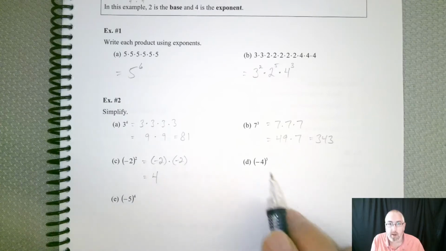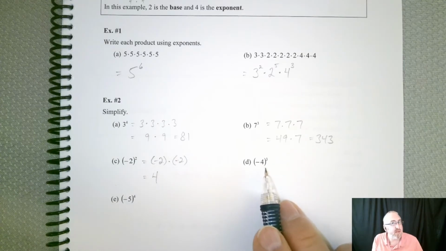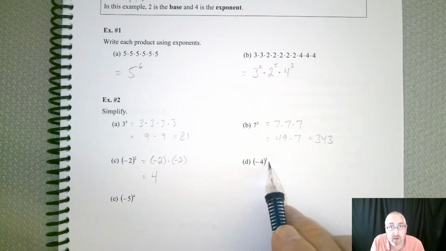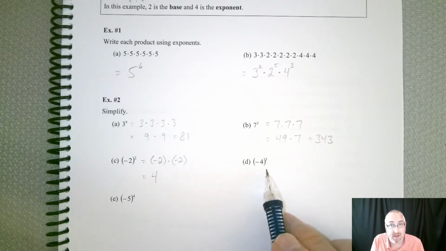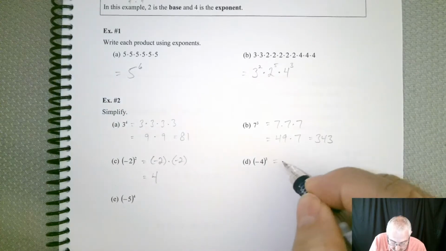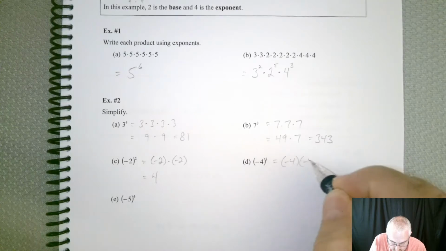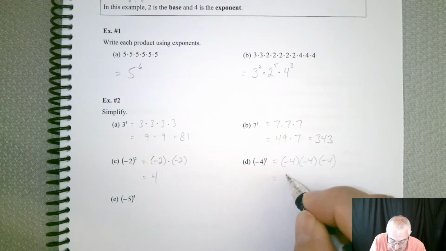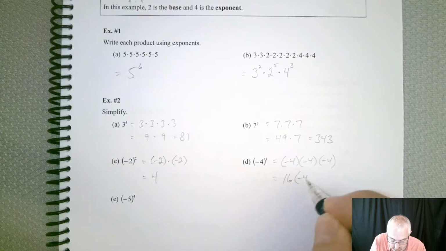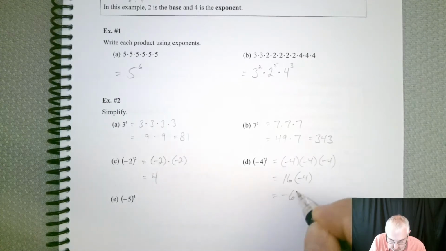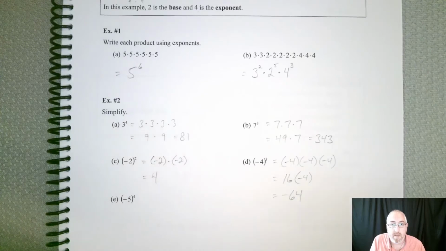What about this one? Can you tell me what the sign of the answer is going to be on that one? Well, because of that exponent of 3, we know there's 3 negatives that are going to be in there. Since there's 3 negatives, we should get a negative answer. So negative 4 times negative 4 times negative 4. The first two are going to give us a positive 16. And then that extra negative is going to make your answer negative. So we do get a negative 64. All right.